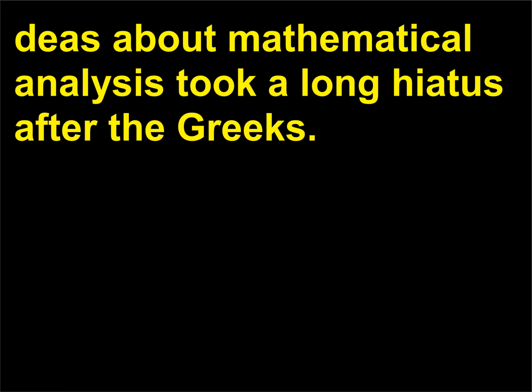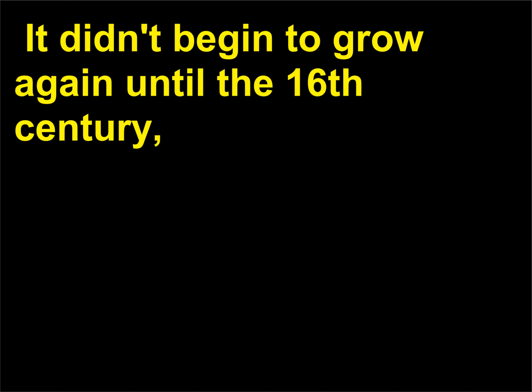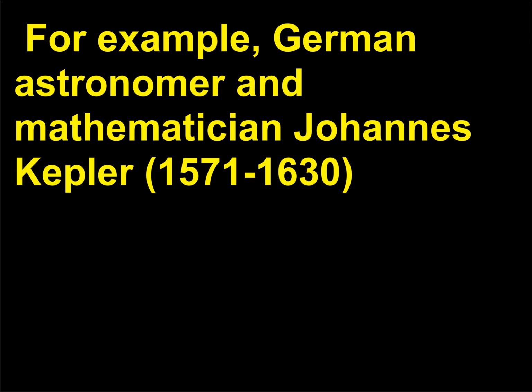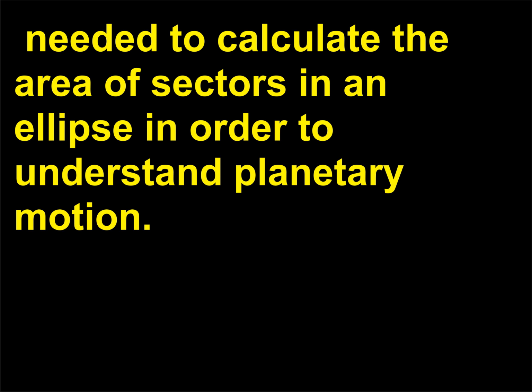Ideas about mathematical analysis took a long hiatus after the Greeks. It didn't begin to grow again until the 16th century, when the need to examine mechanics problems became important. For example, German astronomer and mathematician Johannes Kepler, 1571–1630, needed to calculate the area of sectors in an ellipse in order to understand planetary motion.